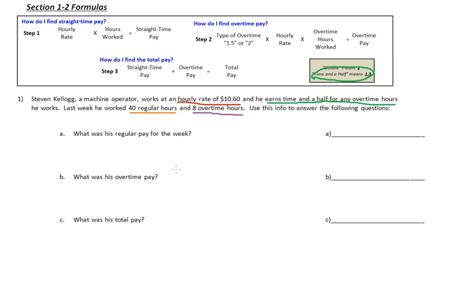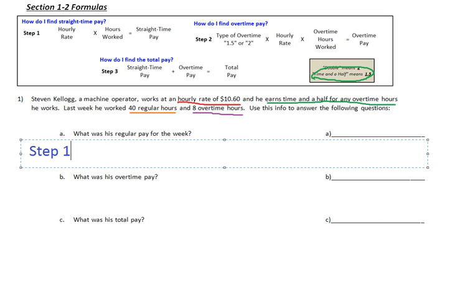Why? Well, it's because we're going to be using all of this info from this problem to do this. So now that we've got it all read out and marked up, let's start using the formulas and trying to answer this problem. We'll move on to letter A. Letter A says, what was his regular pay for the week? What was Stephen's regular pay for the week?